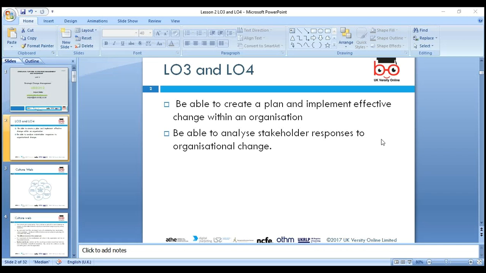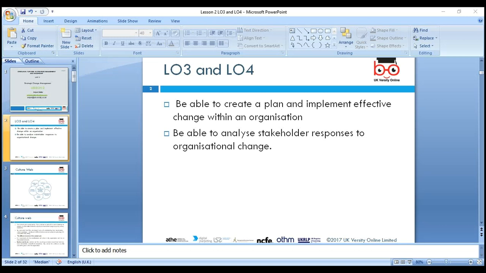Then the second one, LO4, where we will be able to analyze the stakeholders. What is meant by stakeholders? Anybody? Internally within the organization, people that it affects. Okay, brilliant. Stakeholders means anybody within our organization, or outside it, who will be affected by the actions of the company or by the new plan.